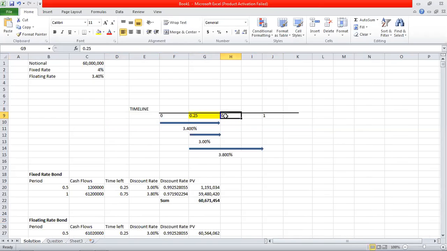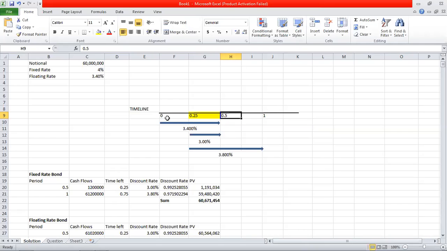The next payment is going to happen 3 months from now. So another 0.25, so it's going to happen in another 0.25 months, or in a 6-month period. And the next period is going to happen in a year, in 0.75, or 9 months' time. So how do I get 0.75? 9 divided by 12, and so on and so forth.